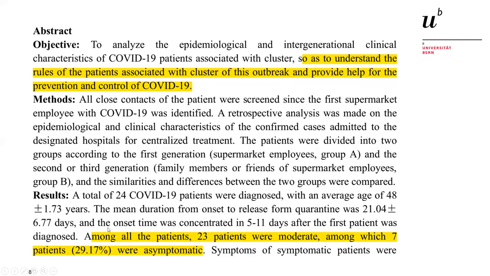And here we have some information about the number of patients who were asymptomatic. So here we know that 7 patients were asymptomatic, but we don't know if they were diagnosed with a molecular test and if the follow-up was enough to determine if these patients were truly asymptomatic. So that's why we have to go to the methods and results sections.